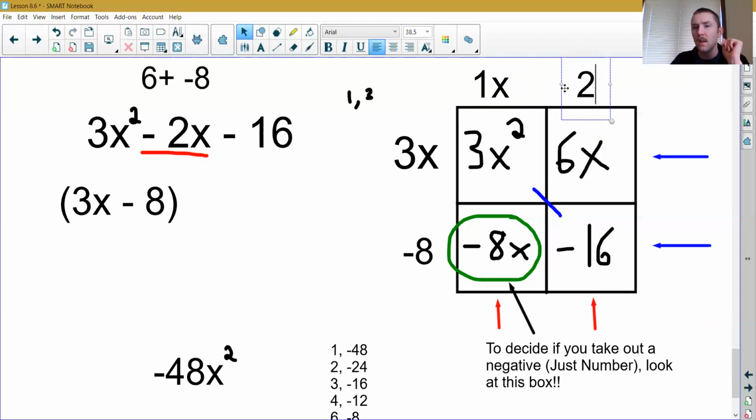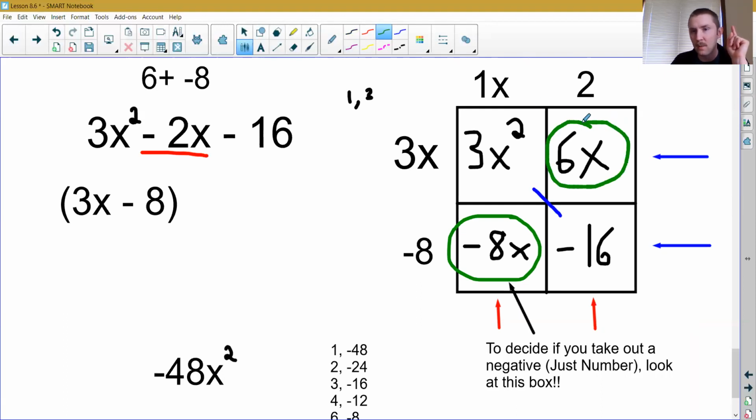All right. Do I take out a variable? No, because the 16 doesn't have a variable. Do I make the 2 negative? No, because which box am I looking at now? I'm looking at this box, right? Is this box a negative number? Nope. So I'm not going to make this a negative number. This is going to stay positive, okay, this is positive because this is positive. So I'm going to add another arrow here.